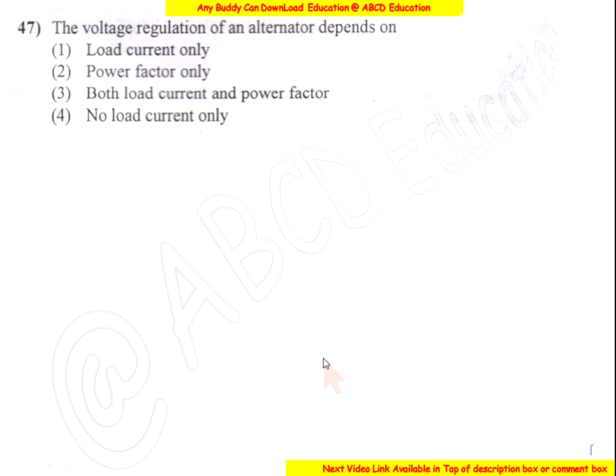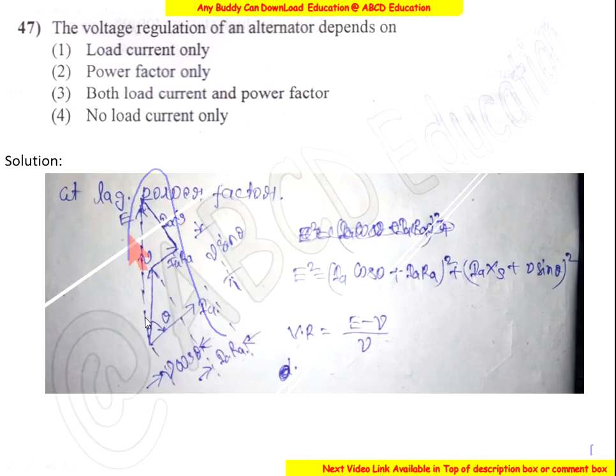Now come to question number 47. The voltage regulation of an alternator depends on. These are the options. Now come to the solution. At lagging power factor, the voltage regulation can be found with the help of a phasor diagram. Here in the phasor diagram we find the value of E, the induced voltage. This induced voltage is found with the help of the components V cos theta plus IARA and V sin theta plus IAXA. By Pythagoras, E square equals this square plus this square.